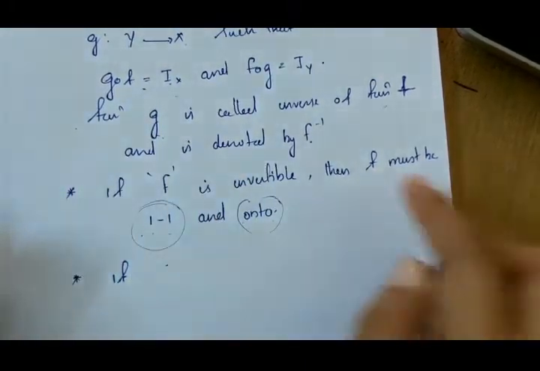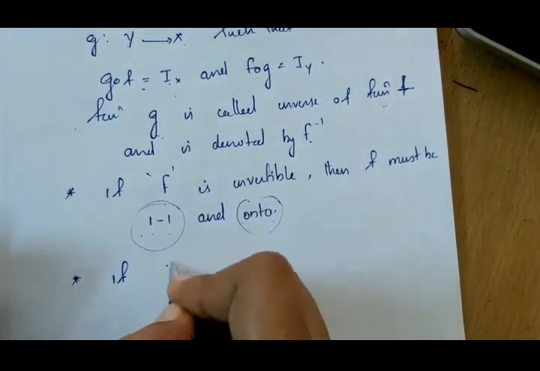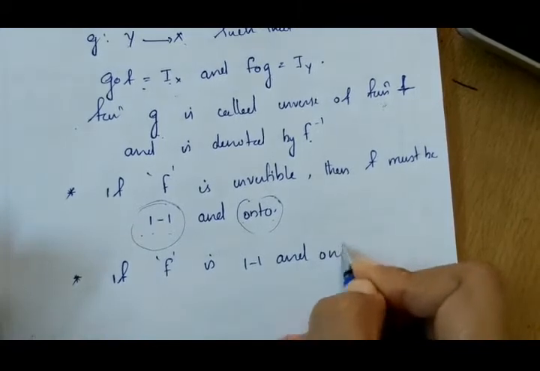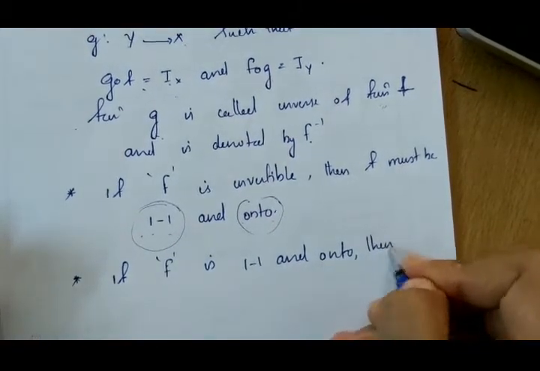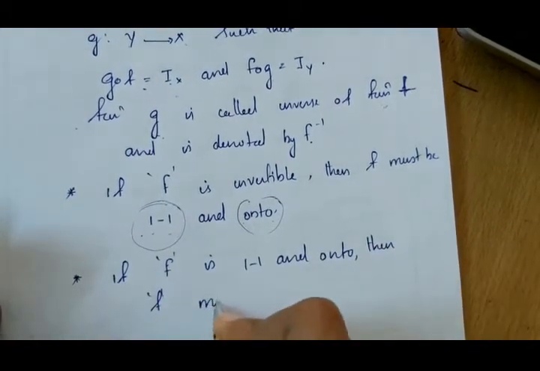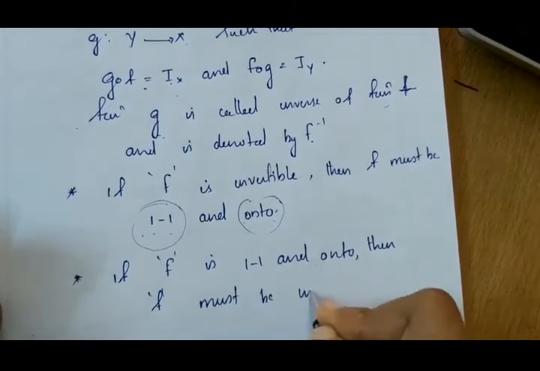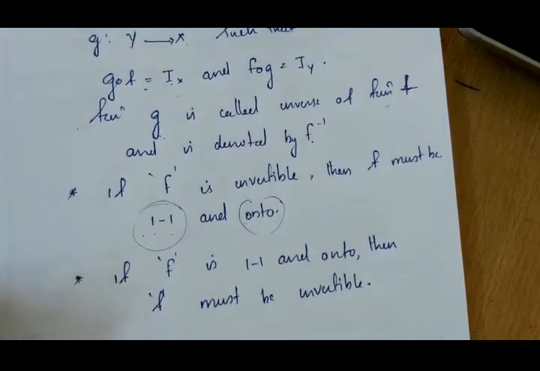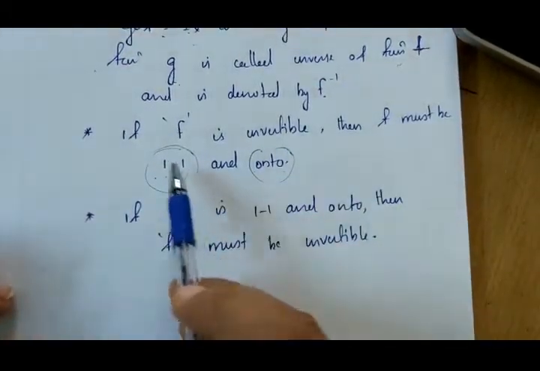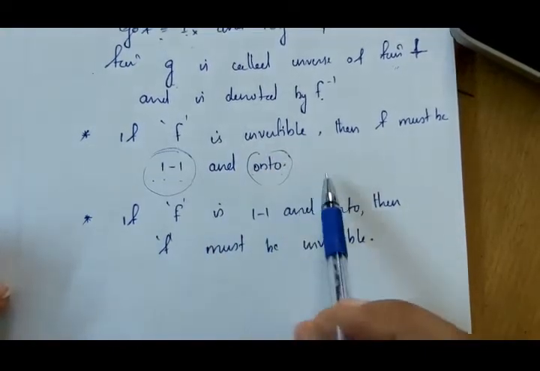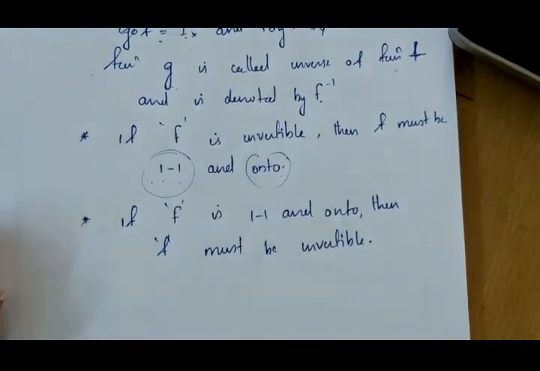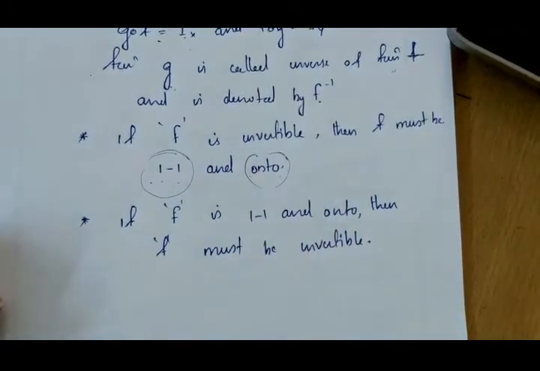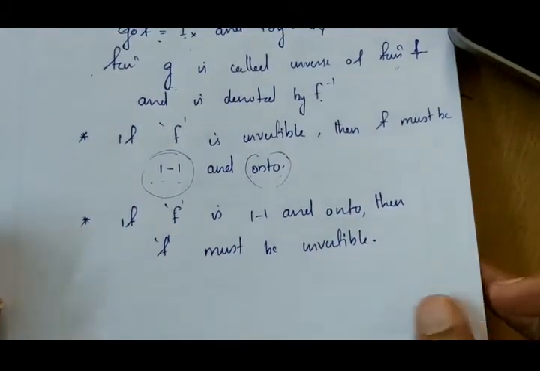In other words, we can redefine this as: if f is 1 to 1 and onto, then f must be invertible. Okay, that is, if a function is said to be invertible, it should be 1 to 1 and onto, or if a function is 1 to 1 and onto, then we can say that it is invertible also. Okay, let's go to an example.